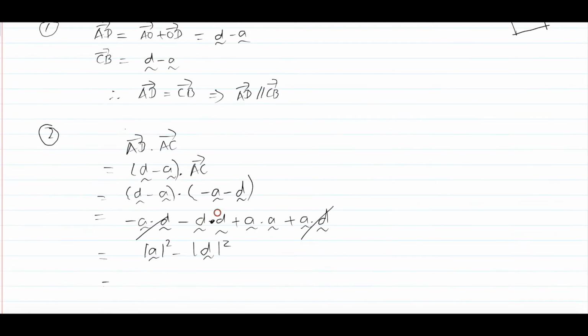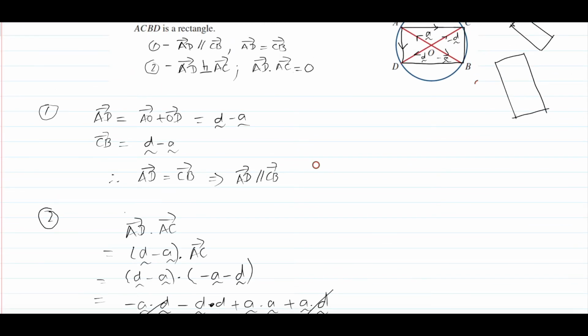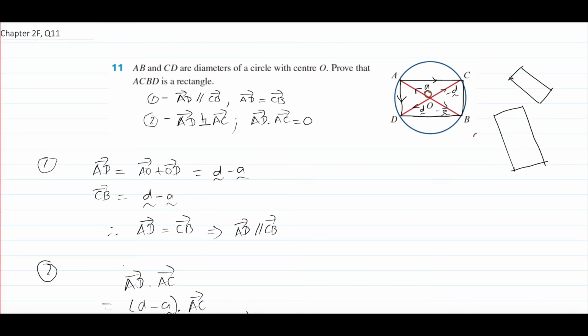And let's have a look at our diagram once again. What is the magnitude of A and what is the magnitude of D? So the magnitude of A is this length right here, okay? So that is pretty much your radius. And then the magnitude of D is also your radius. So they are essentially the same length.